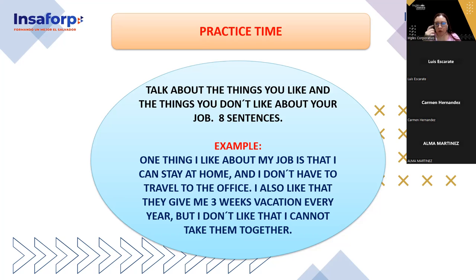So, ahí tenemos un ejemplo corto, okay? Ustedes tienen que estar más largo, ustedes tienen que hacer 8 oraciones como mínimo. Describiendo, ¿verdad? Porque aquí ya van a platicar, te van a hablar, un tema como alargado, digamos, right? So, talk about the things you like and the things you don't like about your job. Si se fijan, se ocupan tanto afirmativas como negativas, right? Incluso podemos meter terceras personas si estamos hablando de eso.